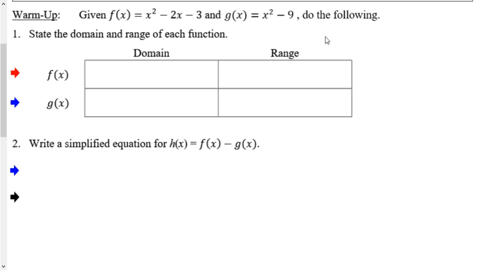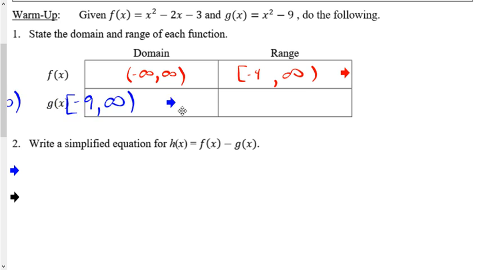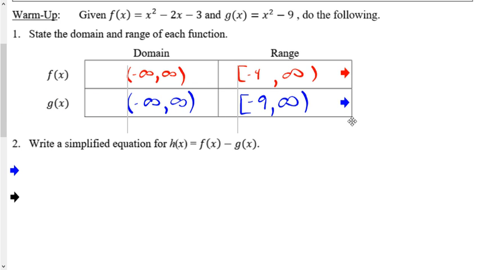Well, hopefully you finished. Both of these functions are polynomials, so they will have domains that are all real numbers. They're both quadratics, and so their graphs are parabolas. A value is positive, so they open up. So they have minimum values. The first one has a minimum value of -4, and the second has a minimum value of -9.